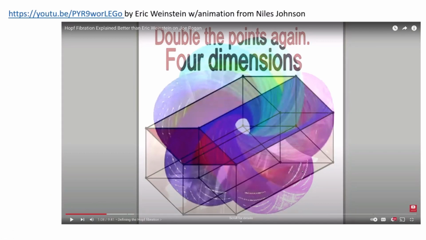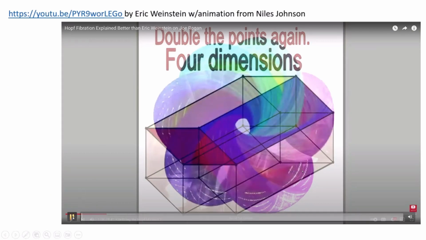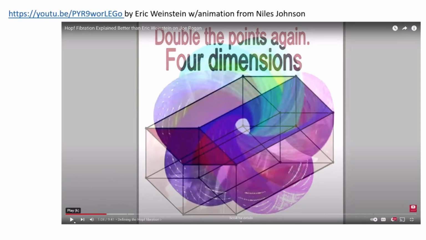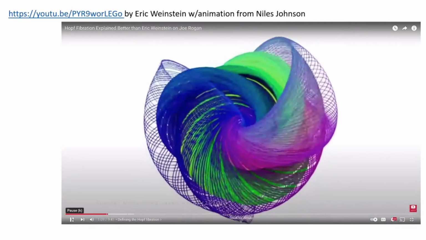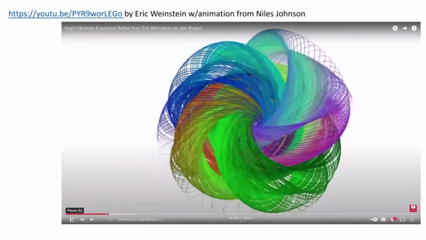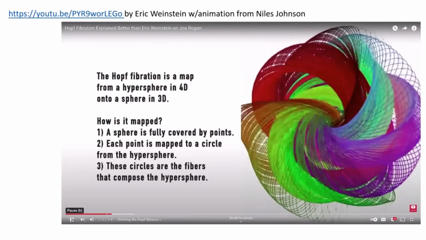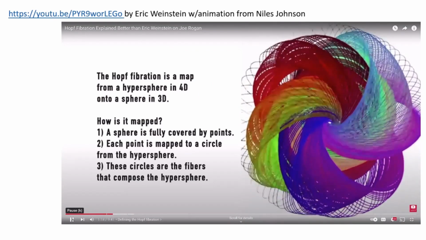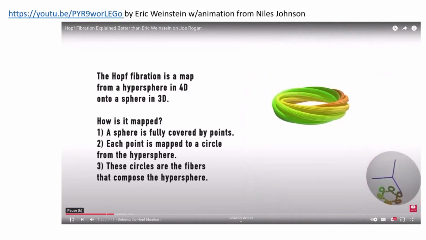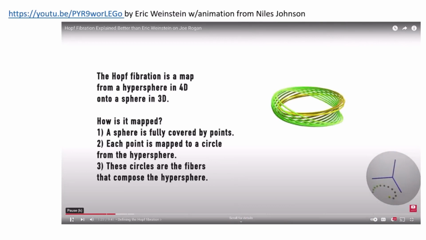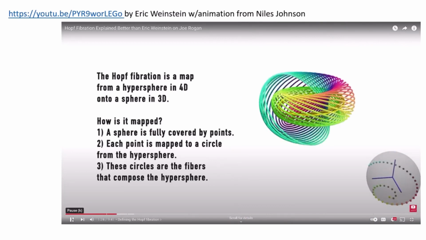The simplest definition of a hopf vibration: it's just a map from a hypersphere in 4D onto a sphere in 3D. How is it mapped? A sphere is fully covered by points. Each point is mapped to a circle from the hypersphere. These circles are the fibers that compose the hypersphere.